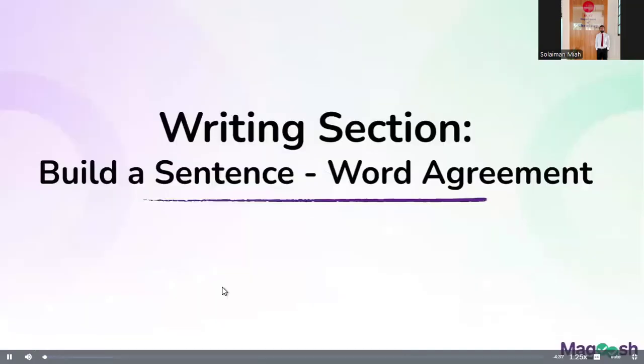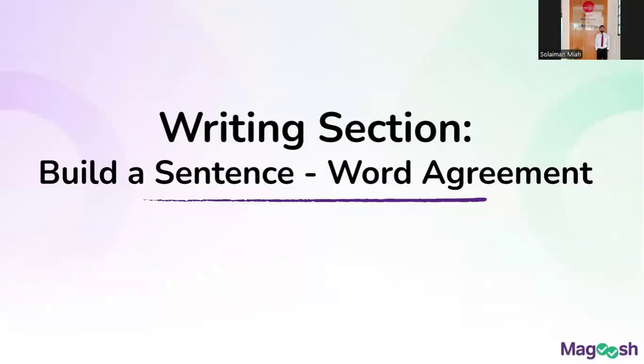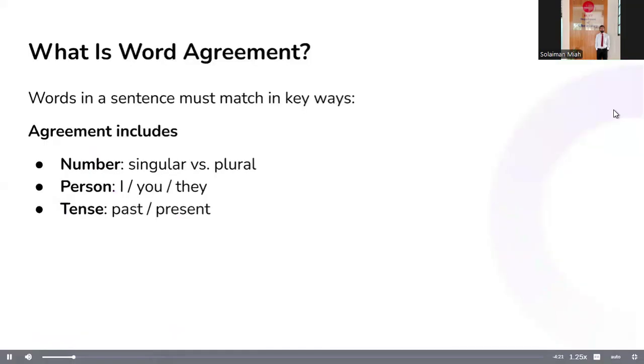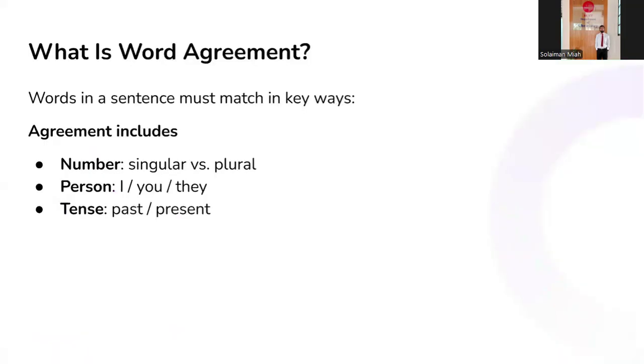In build a sentence questions, grammar isn't something you fix at the end. It actively limits what you can build. Word agreement is a convenient way to narrow options because mismatched words simply cannot go together. Word agreement means that certain parts of a sentence must match. This includes numbers such as singular versus plural, persons such as I, you, or they, and tense such as past or present. For the build a sentence tasks, we'll mostly pay attention to number. The other types of agreement are important in general, but just aren't as helpful for this specific task.